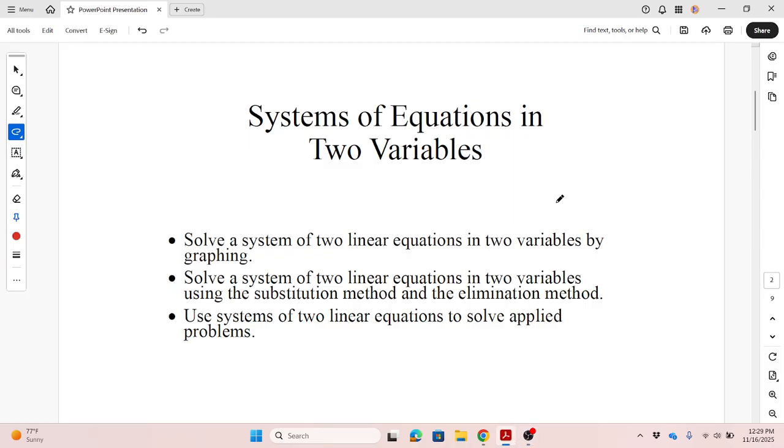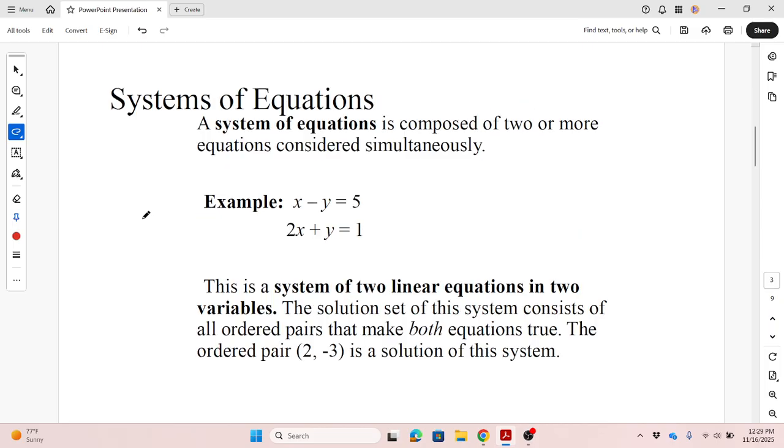Okay, in this section we solve systems of equations in two variables. These are the three objectives: solve a system of equations using the graphing method, solve using the substitution and elimination methods, and finally solve some applied problems.